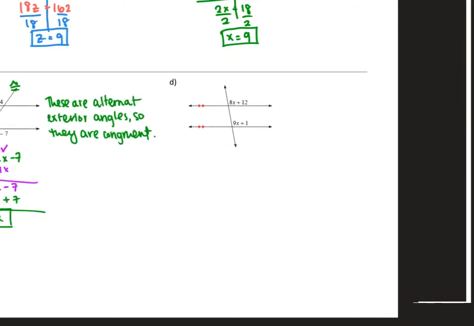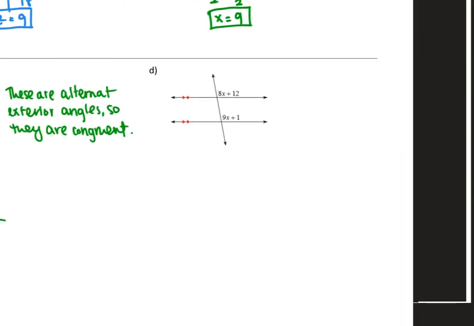All right, last one, part D. So these are on the same side of the transversal, however, one is on the inside and the other one is on the outside. So these can't be same side interior or same side exterior. This is the one that everyone forgets about. These are called corresponding angles because they're both in the top right-hand corner of the little group. Okay, so corresponding angles are congruent.